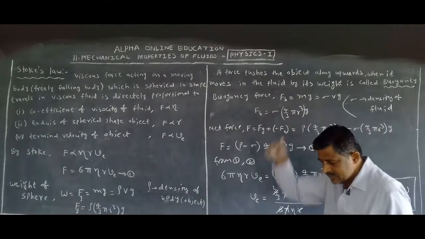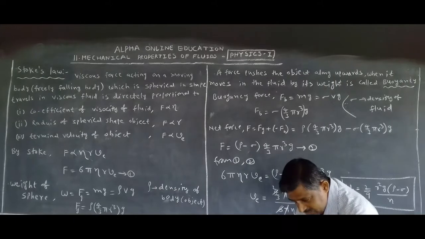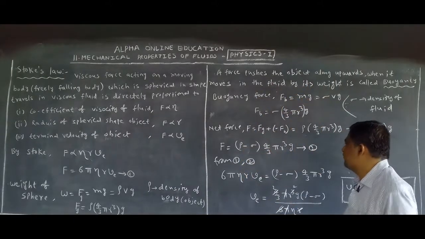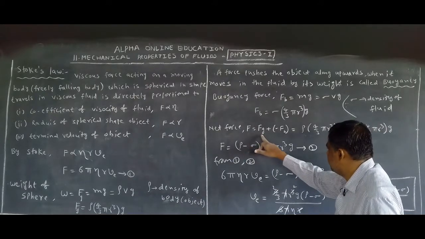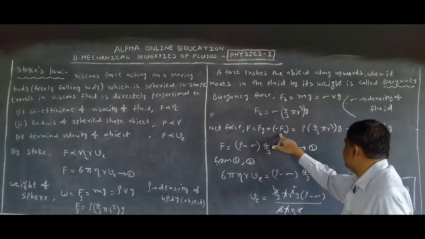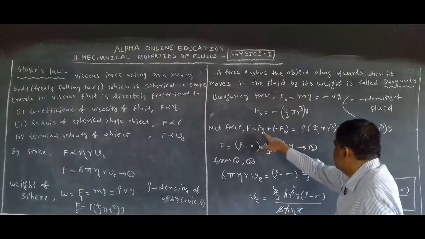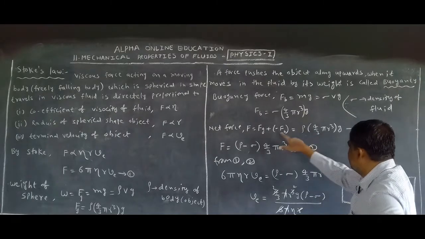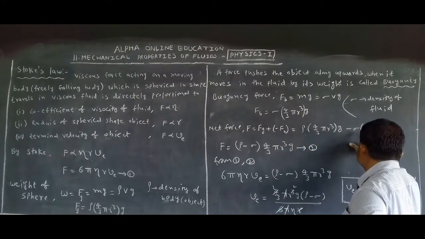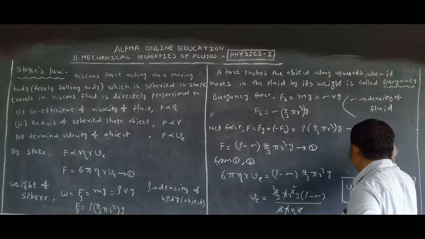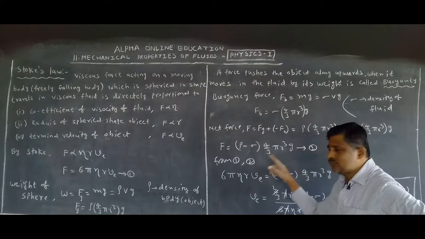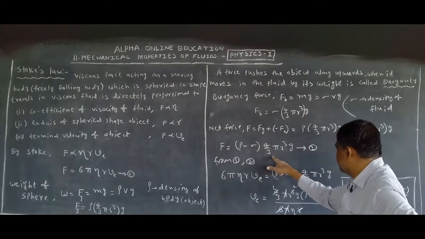Net force. This is the gravitational force, and this is the buoyancy force. Gravitational force acts downwards, buoyancy force upwards. So the net force is Fg minus Fb, since both are in opposite directions. Fg is rho 4 by 3 pi r cube g, and Fb is minus sigma 4 by 3 pi r cube g. 4 by 3 pi r cube g is common. So F is equal to rho minus sigma into 4 by 3 pi r cube g.